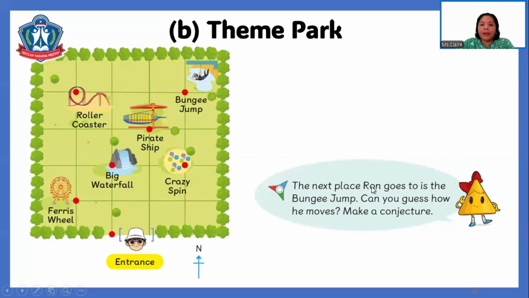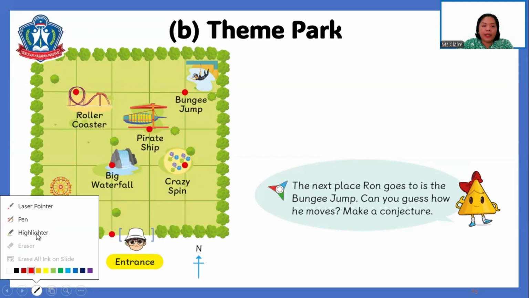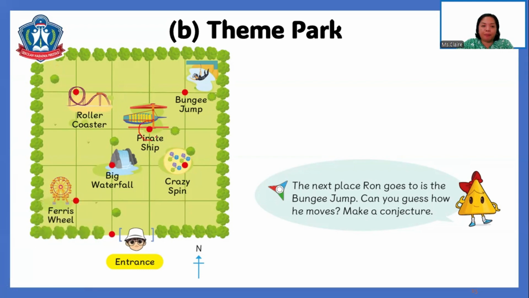The next place Ron goes to is the bungee jump. So he is here in the pirate ship. He went to this one, the bungee jump. How does Ron move to the bungee jump? Can you give me his movement? There are 2 ways, children. If you know the answer, you can share that during our class, okay?